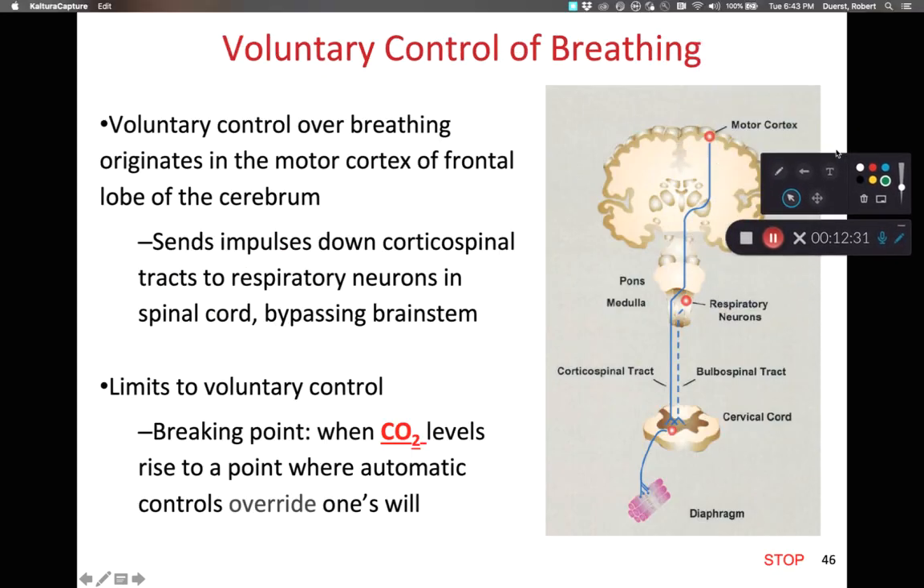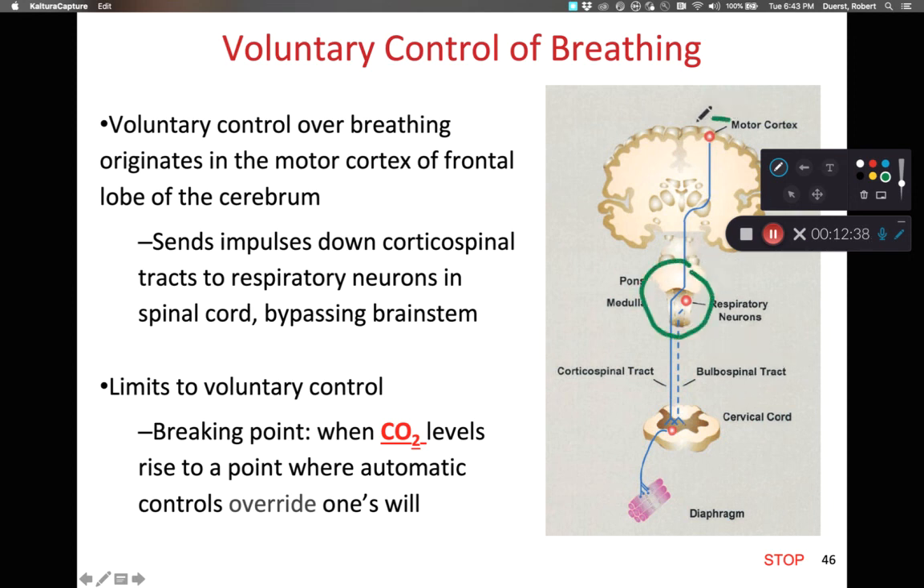Now, in terms of voluntary control of breathing, we talked about those respiratory centers within the pons and medulla oblongata already. We also are going to have voluntary control up in our motor cortex of our cerebrum. And this is kind of cool, we can involuntarily and voluntarily constrict the skeletal muscle of our diaphragm. So within our cerebrum, the higher brain, we have our motor cortex that can send impulses down to the respiratory neurons in the spinal cord.